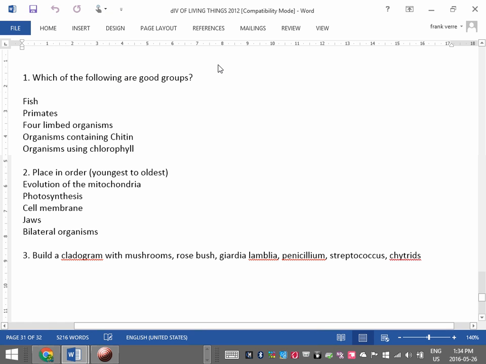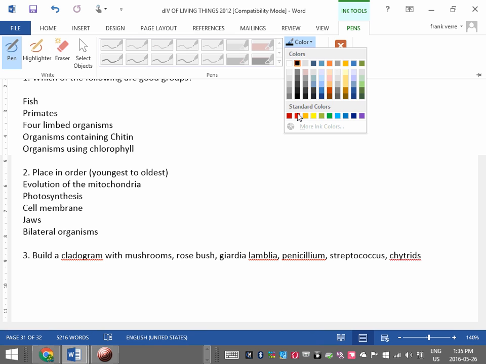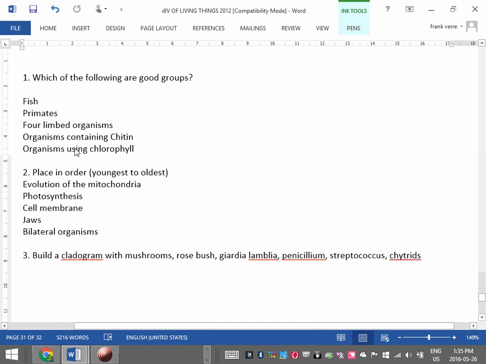Okay, ladies, we have 5 things on the board here. Number 1, which of the following is a good group? We'll put a check mark beside what's a good group, and we'll put an X beside what's not a good group. So, Erica. Would this be on the written or not? Written. So, what's a good group? Primates? You sure? 100%? Yeah, it is.